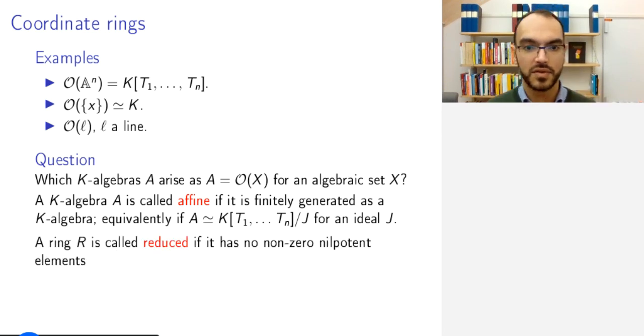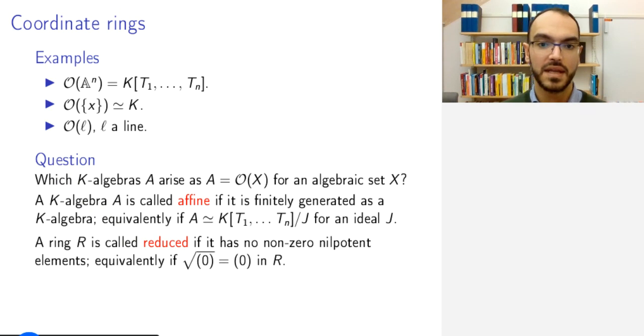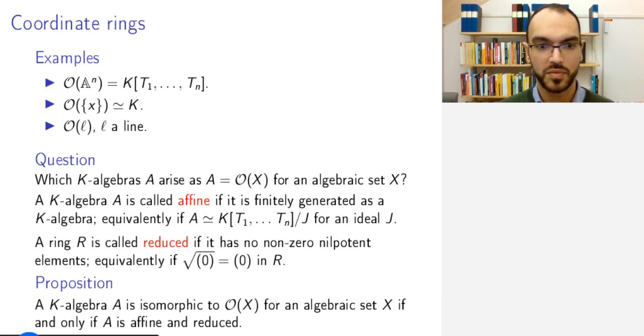Second, a ring is called reduced if it has no non-zero nilpotent elements. Nilpotent elements are elements x such that x to the power n is equal to 0. So the ring might still have zero divisors. We might still have some x and y with xy equal to 0, but we exclude the existence of nilpotents. This is equivalent to saying that the radical of the zero ideal is the zero ideal. That's exactly the definition.